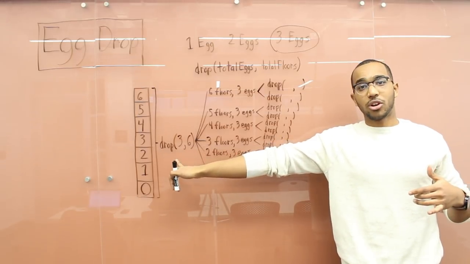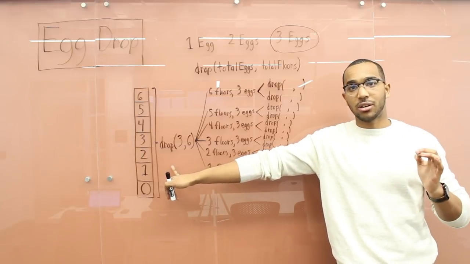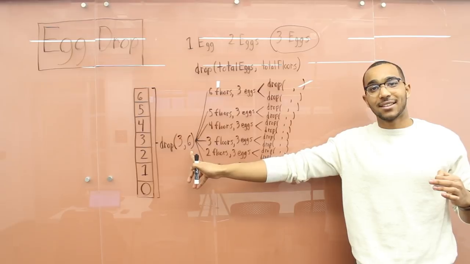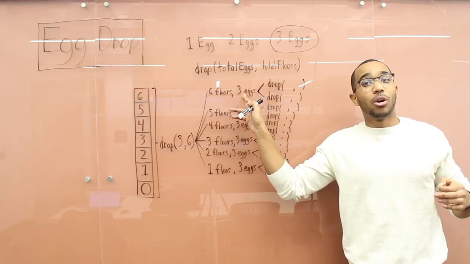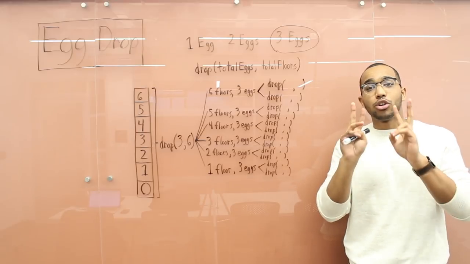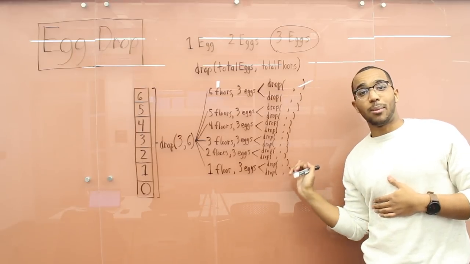Our subproblem starts here. What we do is we want to do a worst case simulation. And what we do is we try every floor with the amount of eggs. And what happens is we do more decomposition. So if I have 6 floors and 3 eggs, there are 2 ways that these can go. And do you see how more subproblems happen?